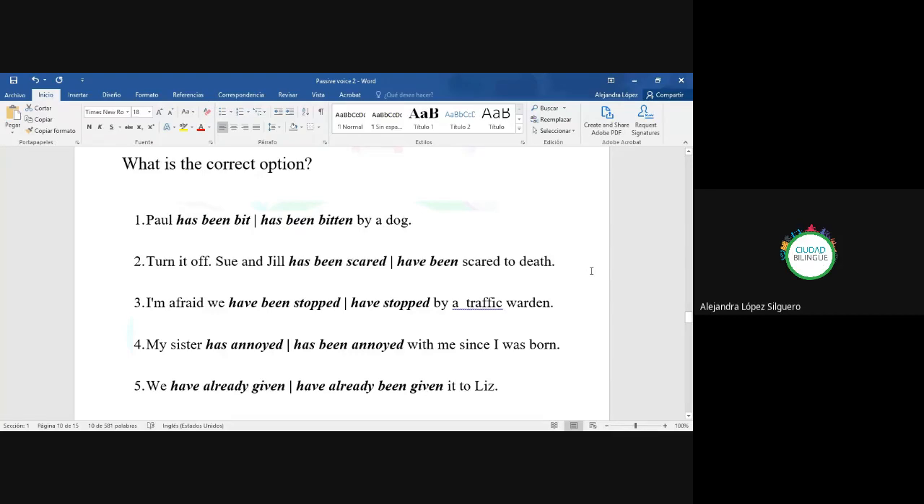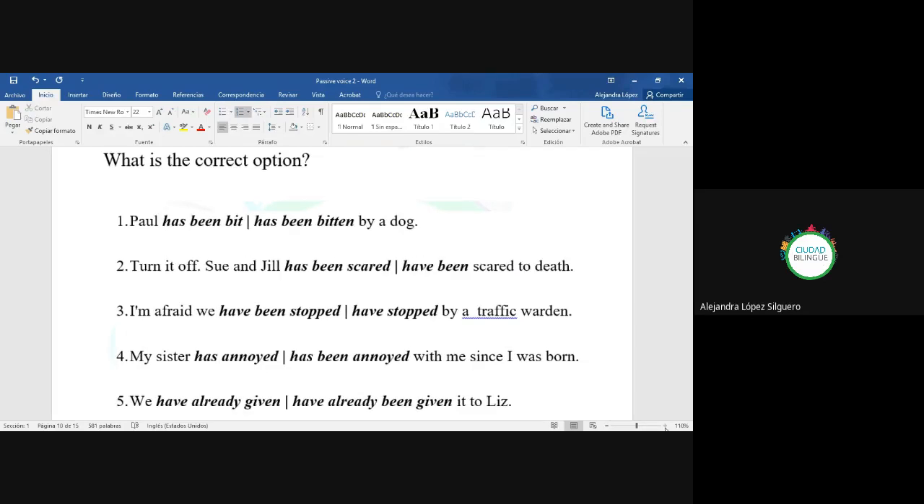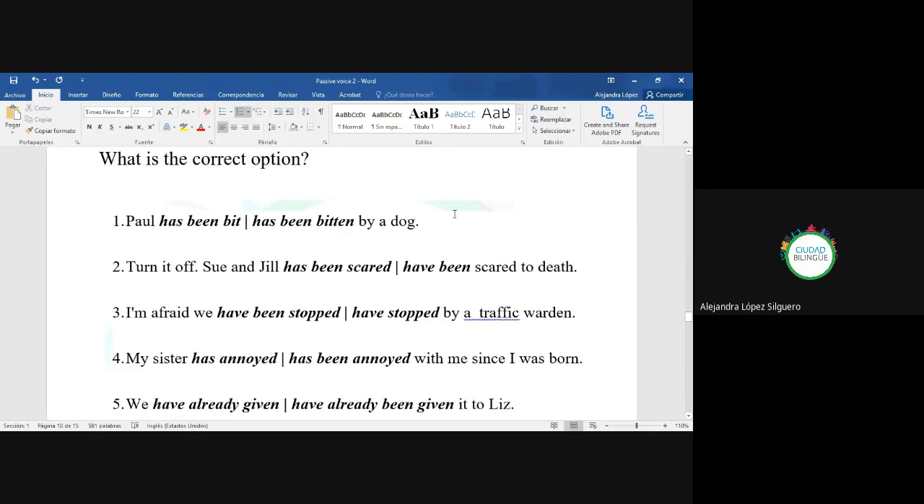We're going to select the correct option. We have two, right? Es que está en negrilla y para completar la oración, entonces vamos a seleccionar la que es. So in the first one, we have Paul has been bit or has been bitten by a dog. What's the answer? Has been bitten, excellent.